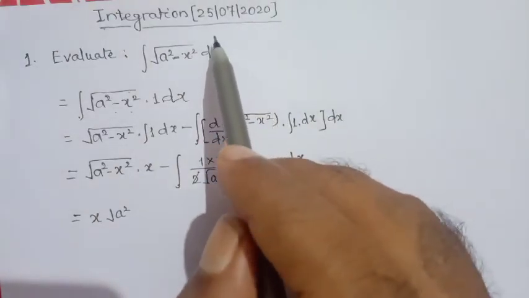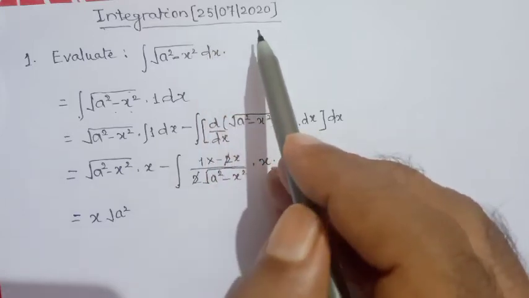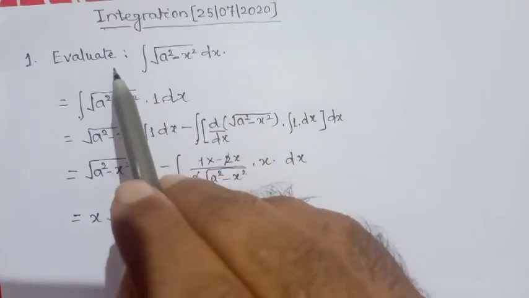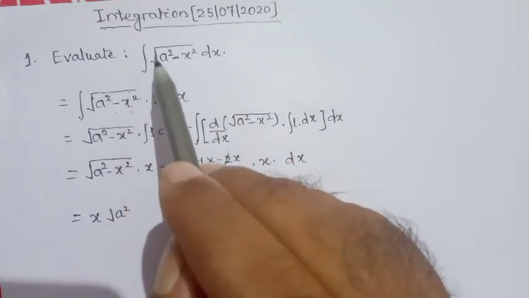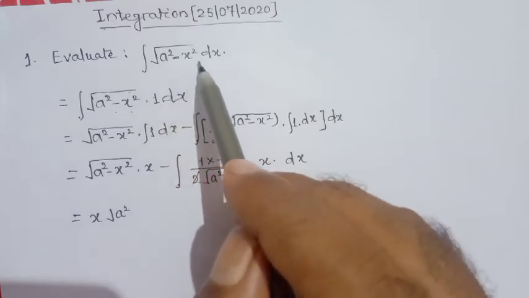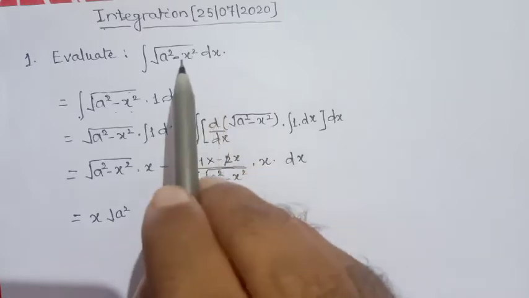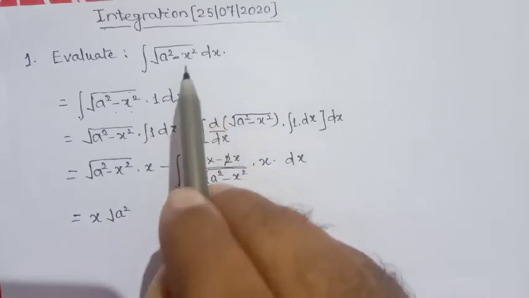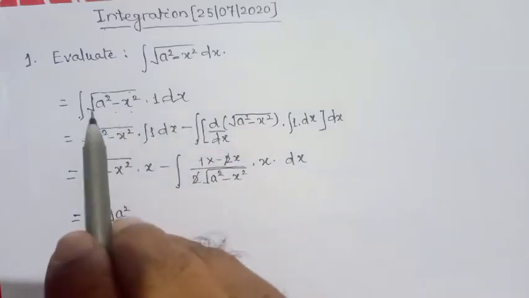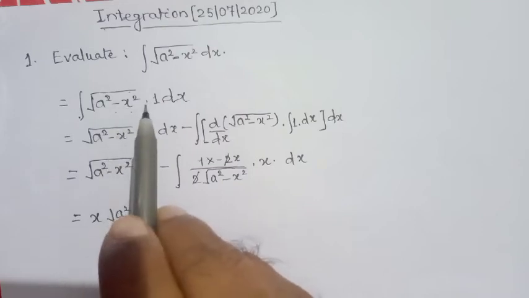Students, I am here with some more identities from the integrals. The first identity is the integral of under root a square minus x square. Identity means later we shall use this as a formula. First step, multiply it by 1, meaning under root a square minus x square into 1 dx.